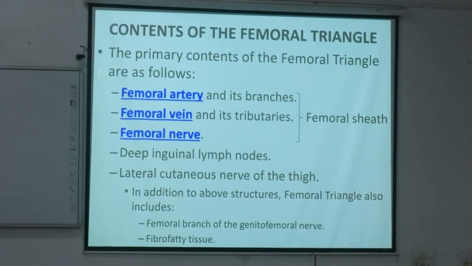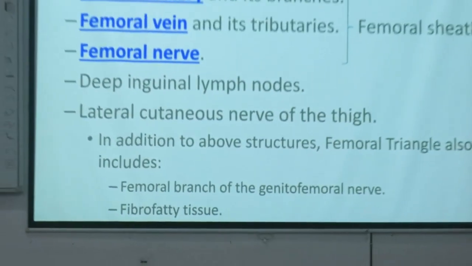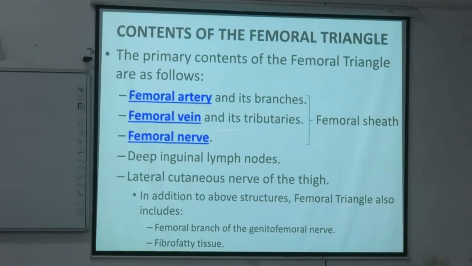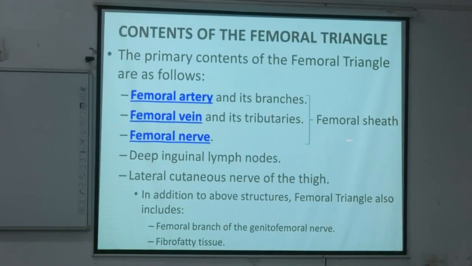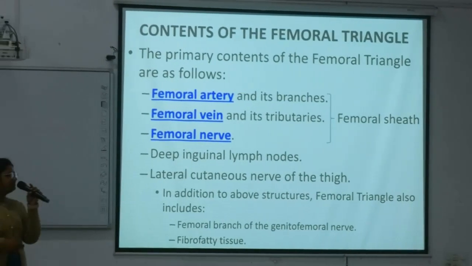Next. What are the contents? Contents are very important. Boundaries and contents of the femoral triangle are very important. So the primary contents of the triangle are the femoral artery and its branches, femoral vein and its tributaries, femoral nerve. All these structures can be given in your OSPE question. You have to identify the structure and related questions will be asked.